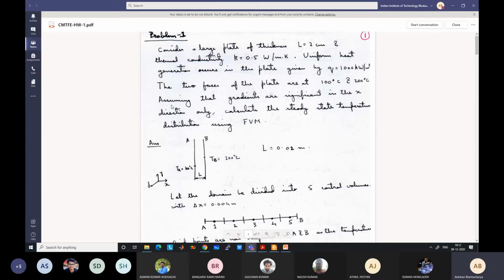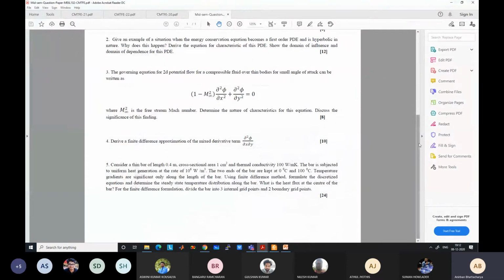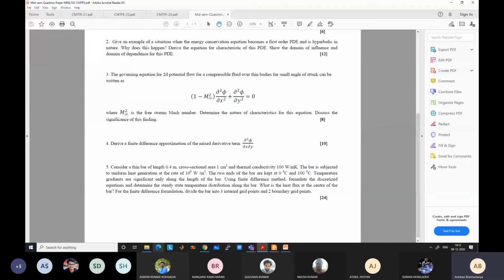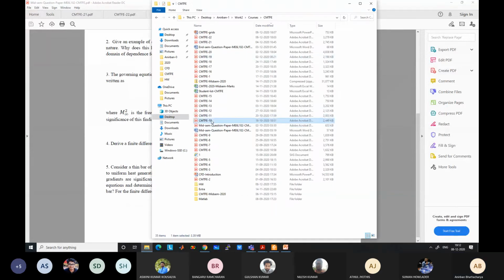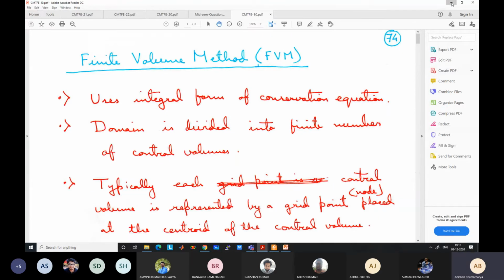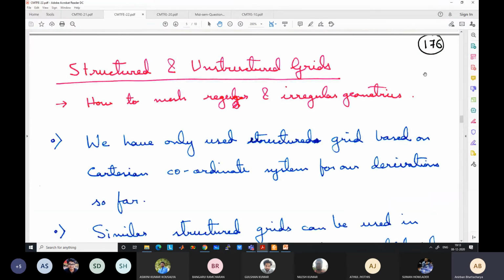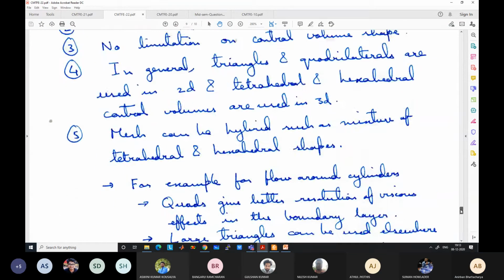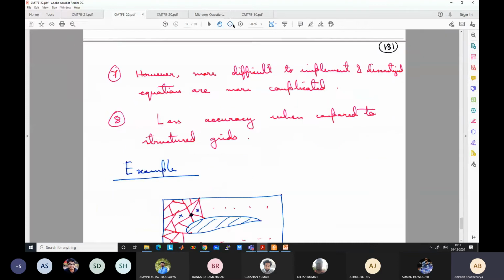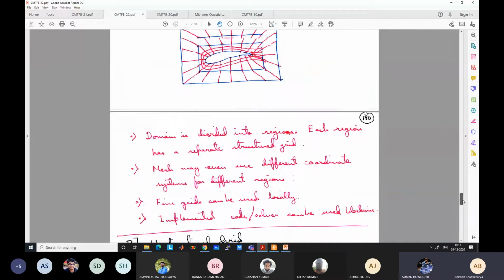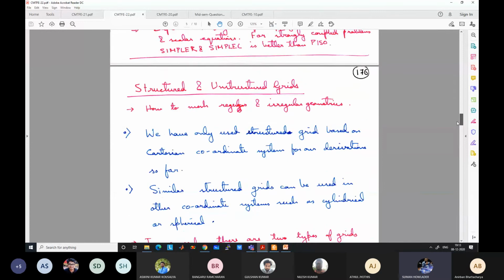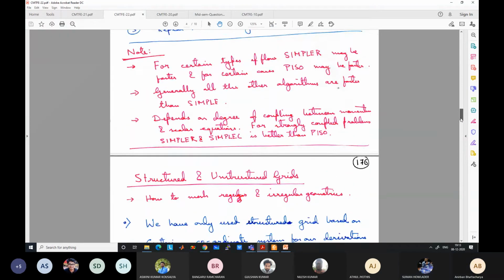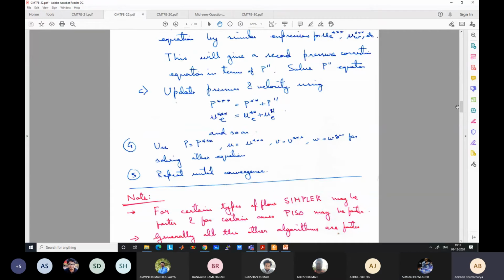So our syllabus starts from the beginning of the finite volume method. Anything related to the finite volume method can be there, starting from page 74 till page 181. Means sir, the kind of questions you uploaded in homework, we can expect that kind of question? That can be asked. Yes, that type of question can be asked. May be asked, may not be asked, but yes, can be asked.